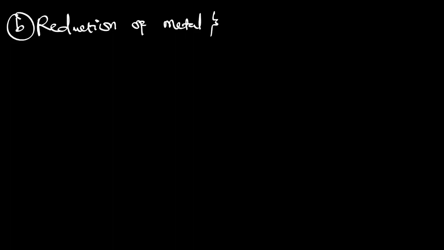Okay, so another method of preparing alkane is through the reduction of metal and acid, right? So we are reducing alkyl halides, right? We're reducing alkyl halide with metal and acid together. So how would this look like? So the B, reduction of metal and acid. So let's write the formula.